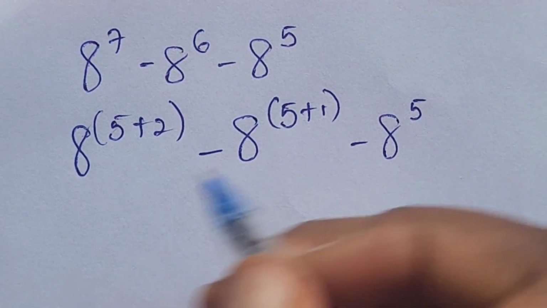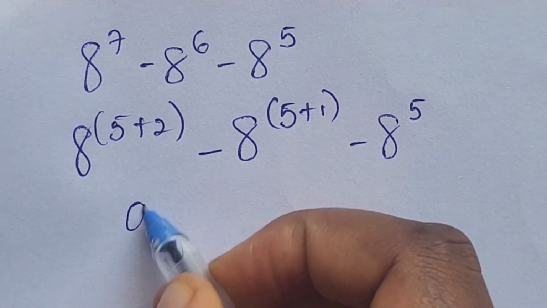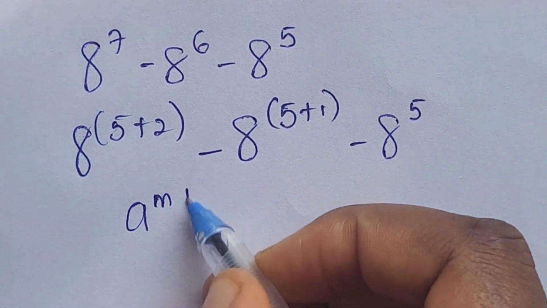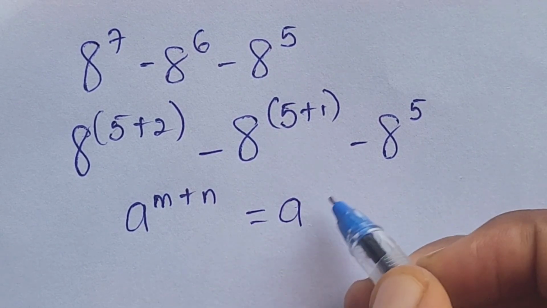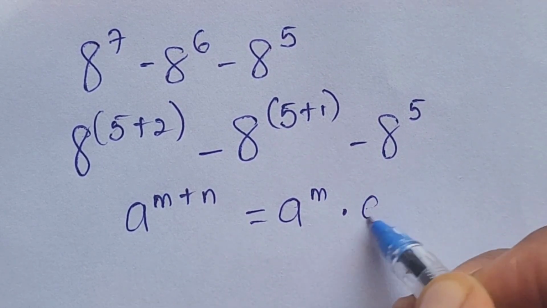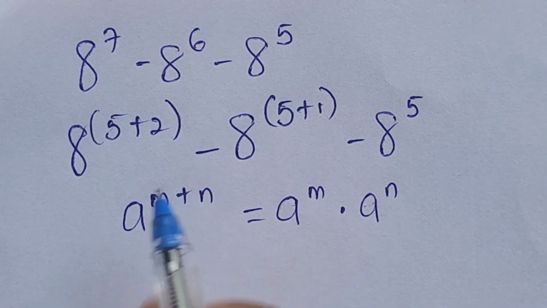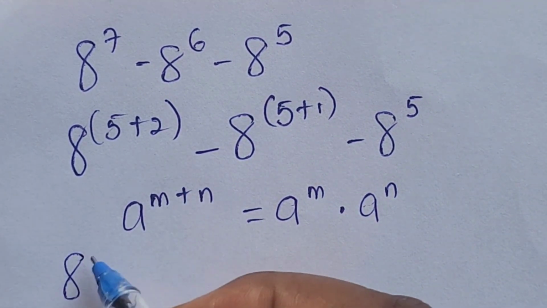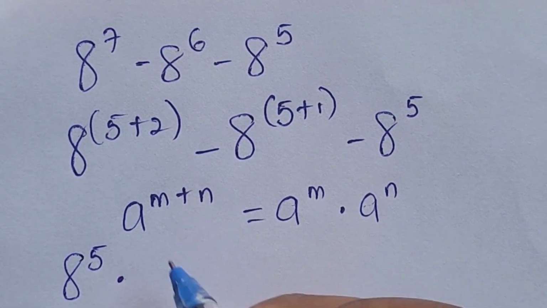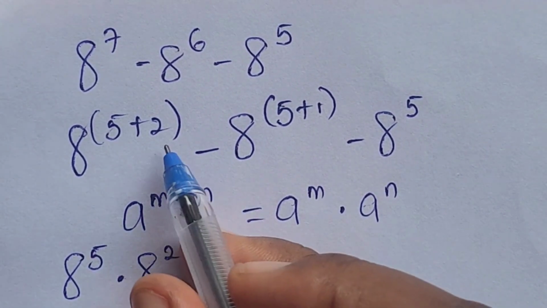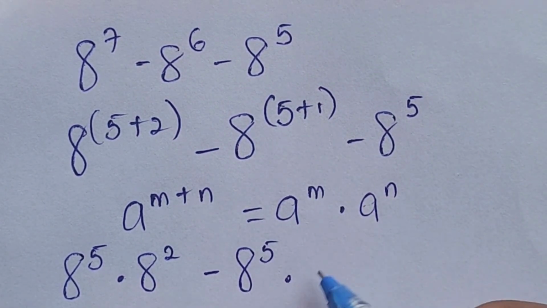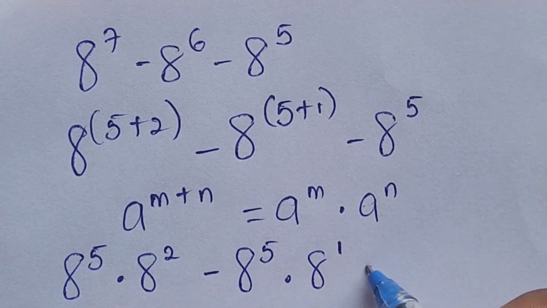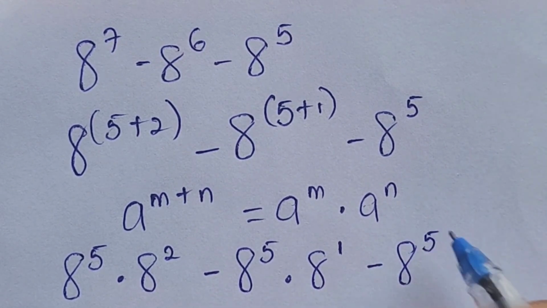So from here, let's recall from law of indices, when we have a to the power of m plus n, this is the same as a to the power of m times a to the power of n. So this will become 8 to the power of 5 times 8 to the power of 2 minus 8 to the power of 5 times 8 to the power of 1 minus 8 to the power of 5.